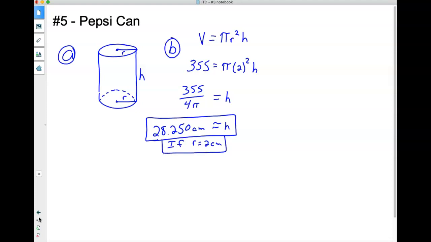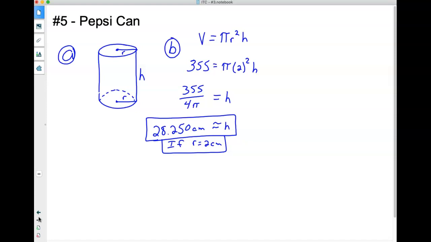And then they also want something else here. They also want to know what is the surface area of the can. Well, that's what we want to minimize. Think about it. If you own the Pepsi company, you're not learning this; you're paying people to do this. But if you minimize surface area, you are going to hopefully maximize your profit because you're using the least amount of material to make it.